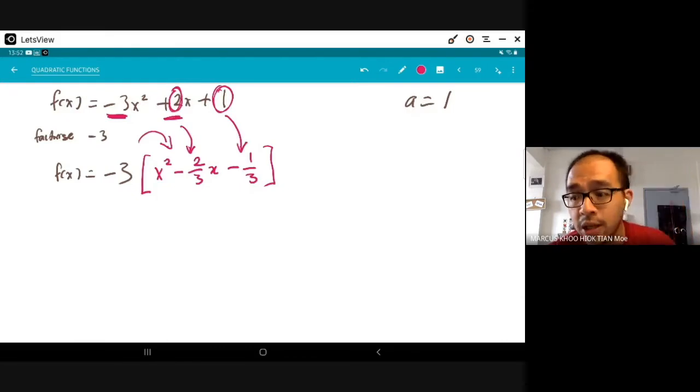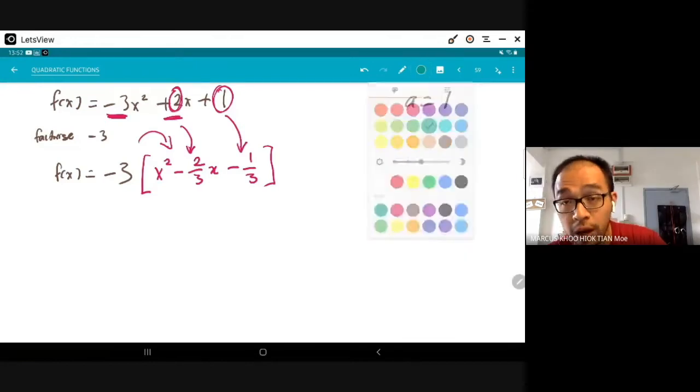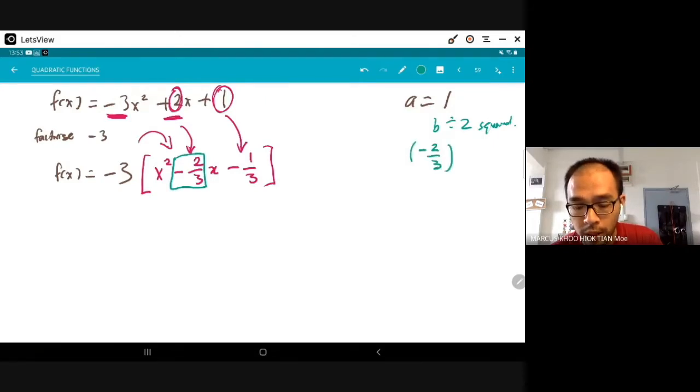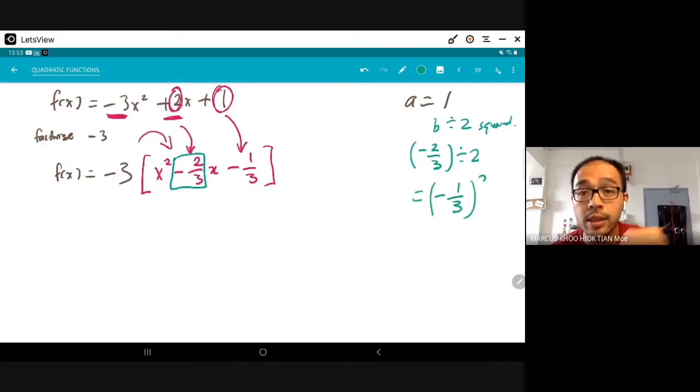Then after that, we do our good friend, completing the square. If you have not remembered, completing the square is we take this number in the center, the b number, and then we divide it by 2, and then we square. So b divided by 2, squared. Let's do this. b is negative 2 over 3. We divide by 2, and we will get negative 1 over 3, and then the whole thing we square. This comes from completing the square.